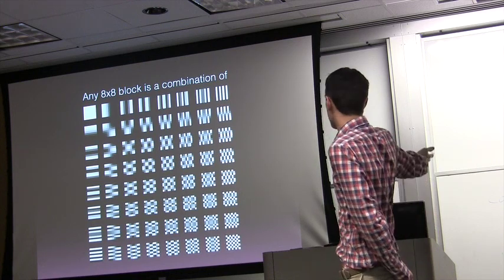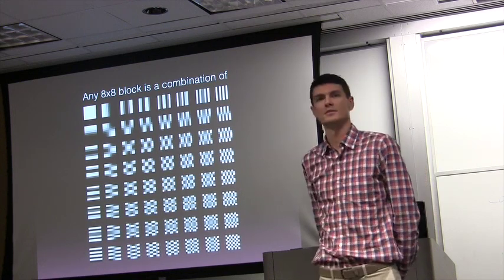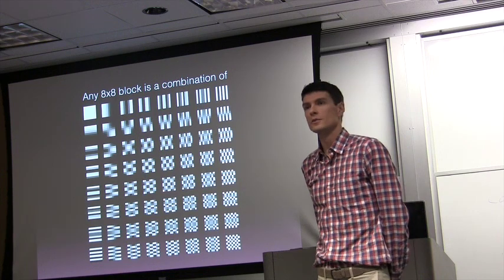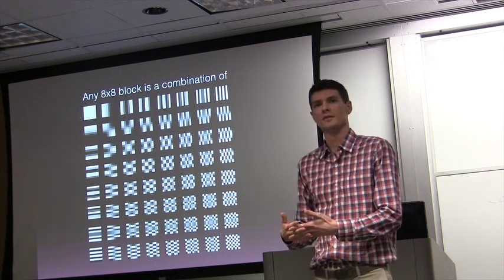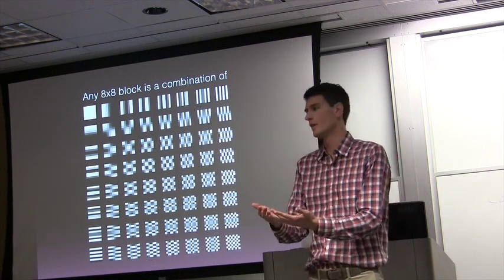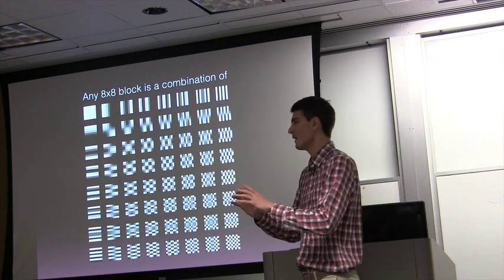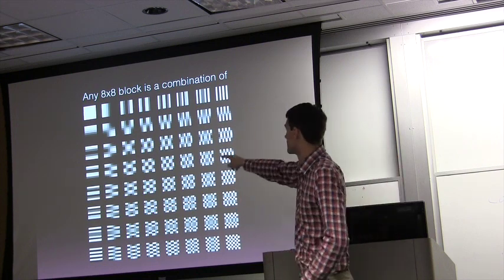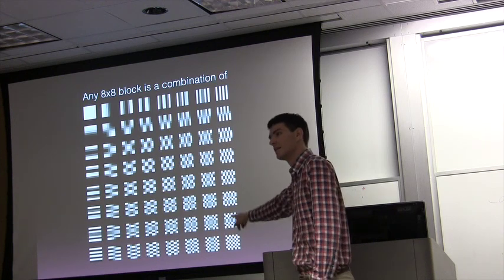So you already know the tools to understand these images. Right? So now let's go back to natural images. Right? We said that they're smooth. We said if you take an 8x8 block, it looks more like what's in the top left than what's in the bottom right.